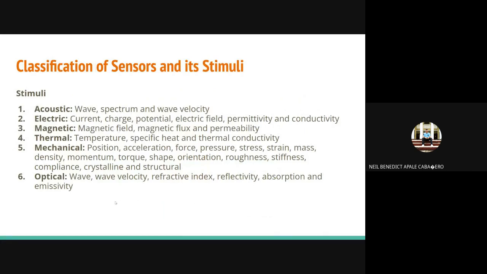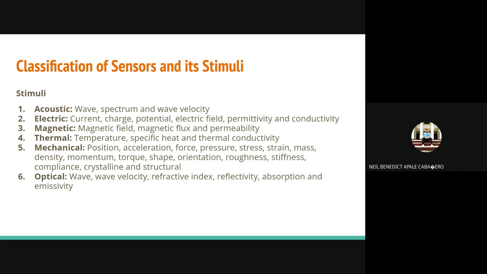So classification of sensors and its stimuli. So the scheme of classifying sensors can range from very simple to very complex. The stimulus that's being sensed is an important factor in this classification. So listed here are the different stimuli used in different sensors for different applications. So first is ang acoustic, which includes wave, spectrum, and wave velocity. Next is electric, and it may be current, electric current, charge, potential, electric field, permittivity, and conductivity.